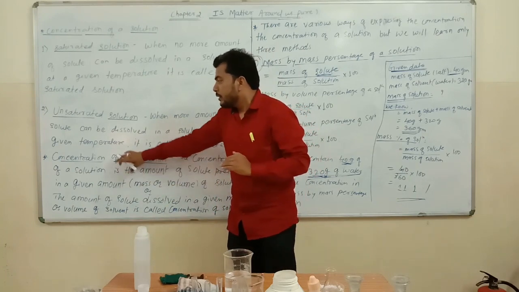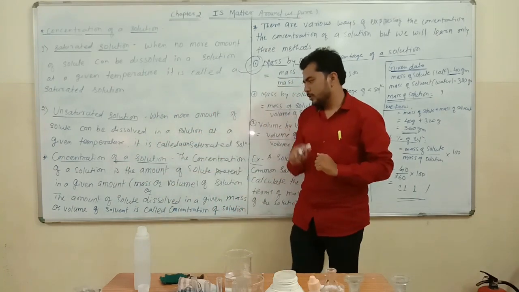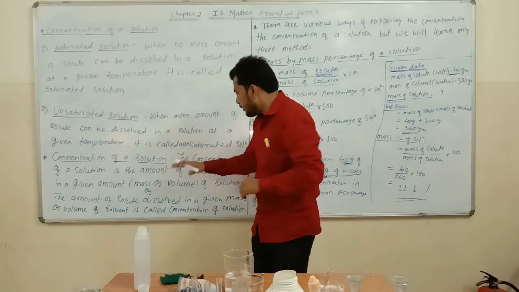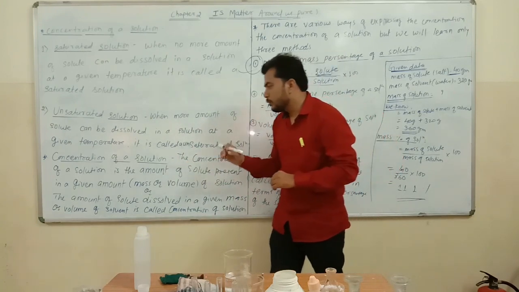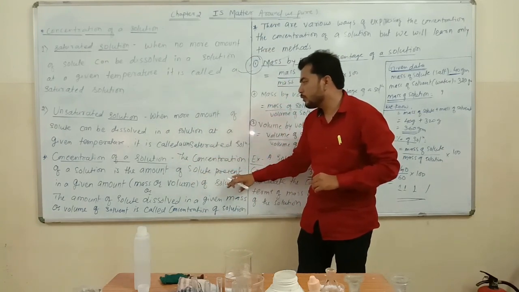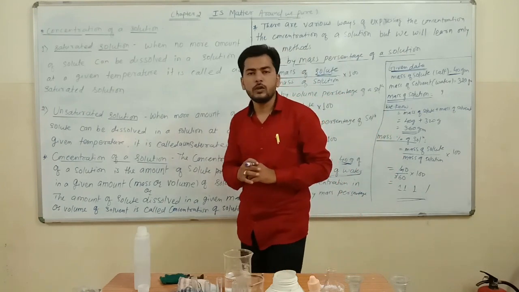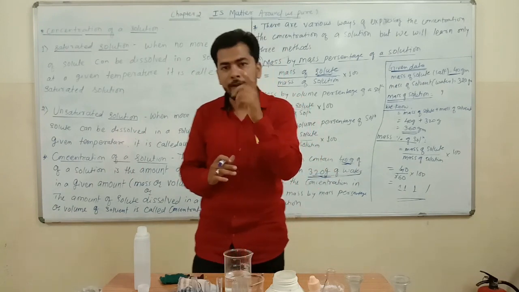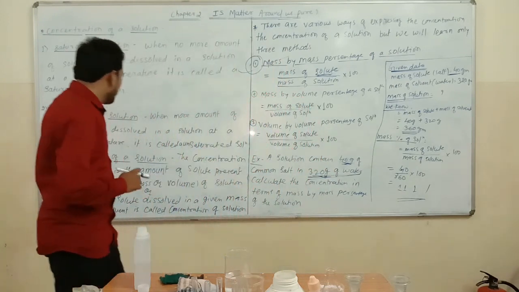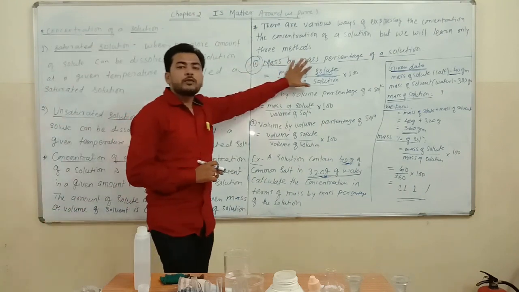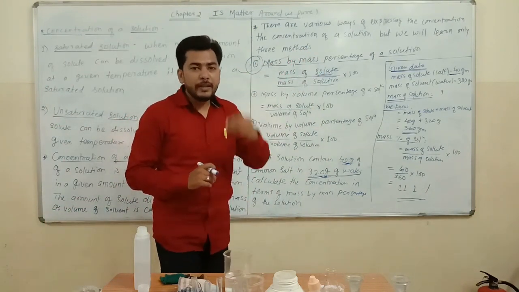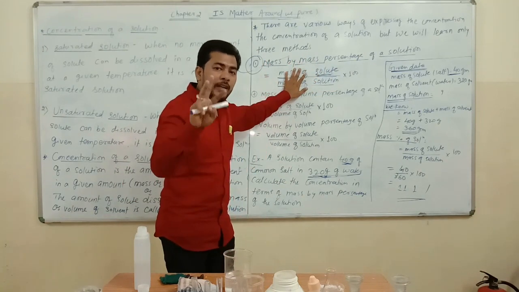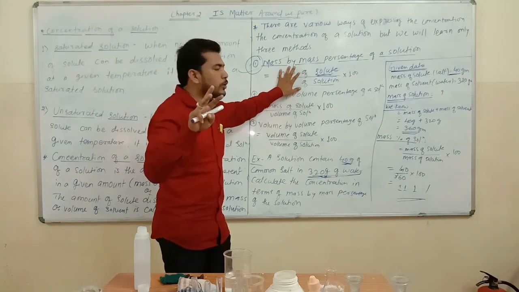And after that we saw concentration of a solution. What is concentration of a solution? The amount of solute present in a given amount of solvent is called the concentration of a solution. We can calculate the concentration of a solution by various methods, but in this part we will see only three ways.